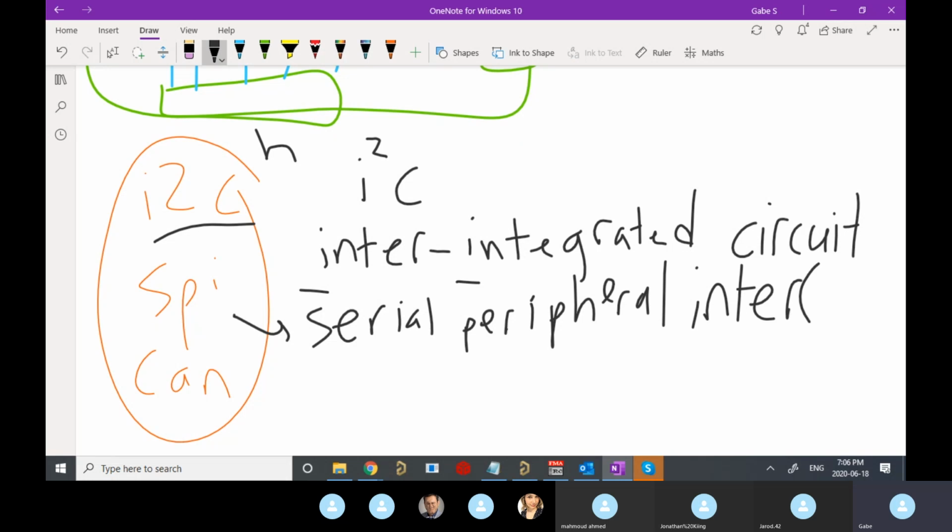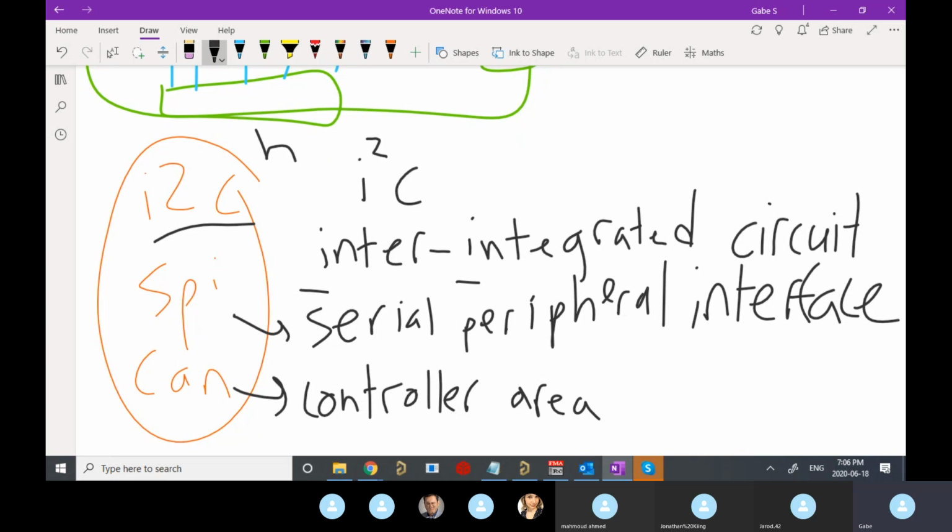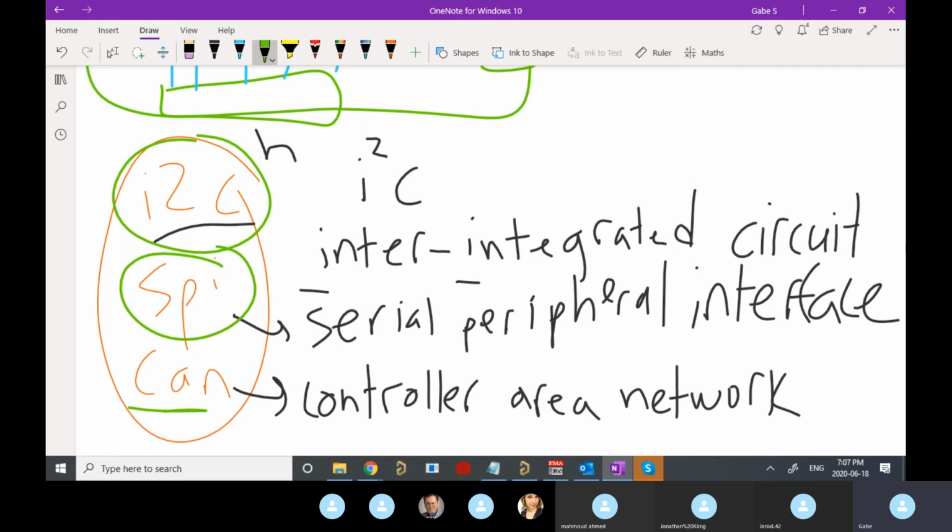And then CAN is controller area network. Different communication protocols for different applications. CAN is really good in noisy environments. SPI is really fast but more wires. I2C is slower but less wires, right? And then CAN is just pretty robust, relatively slow. And we'll talk about these more as the weeks go on.